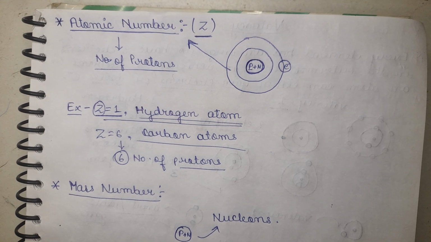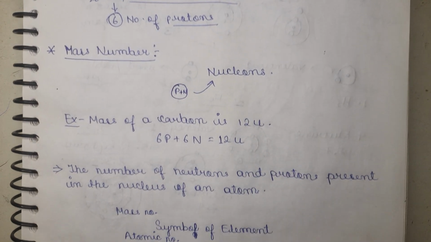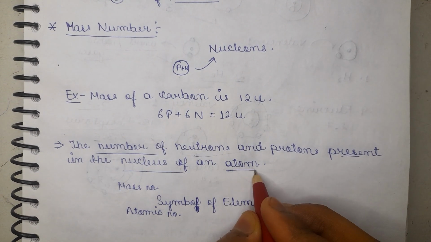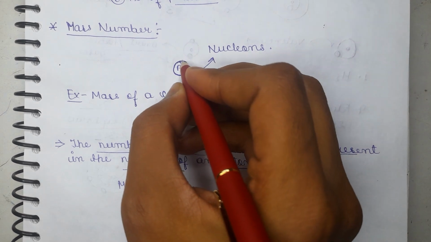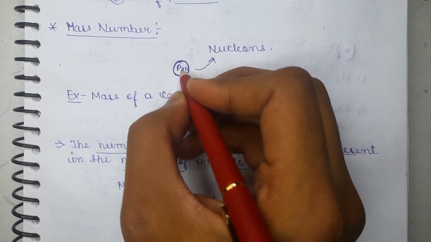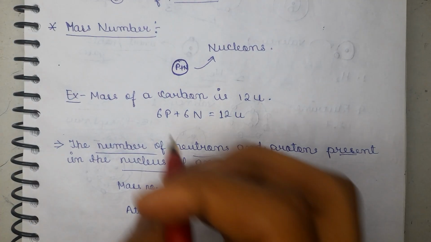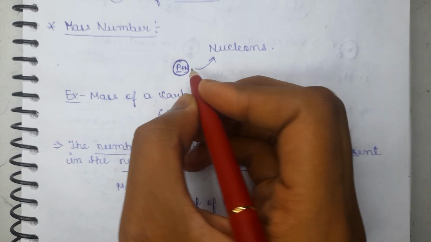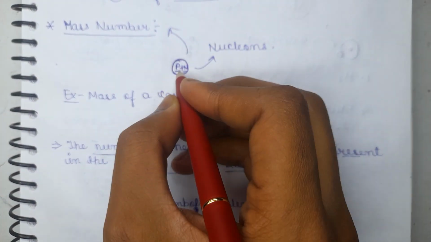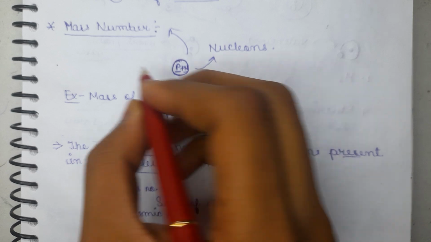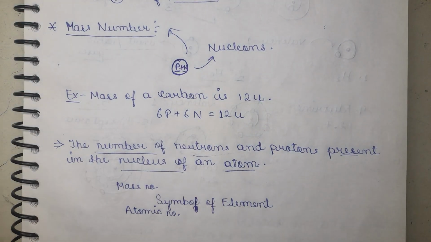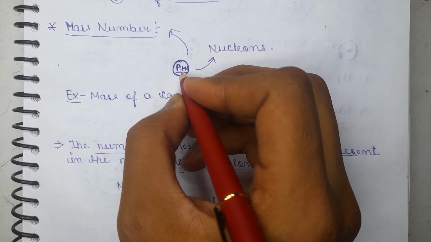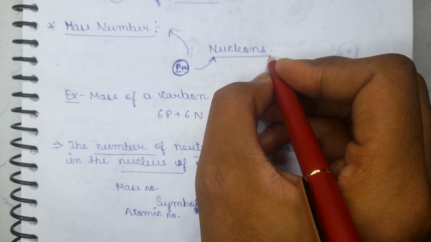And what is the mass number? The mass number is defined as the total number of protons and neutrons present inside the nucleus of an atom. An atom consists of a nucleus, and the mass is totally from which part? The nucleus, and the nucleus consists of protons and neutrons. If we take the total number of protons and neutrons, that is called the mass number. If we sum both the number of protons and neutrons, that is also called the nucleons.